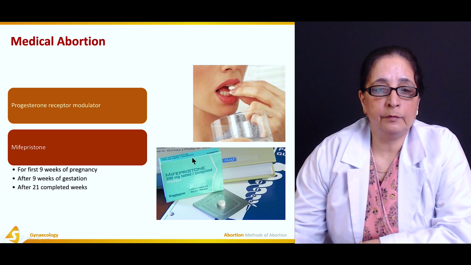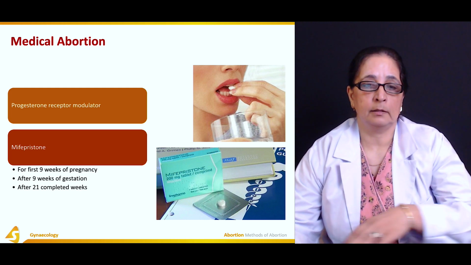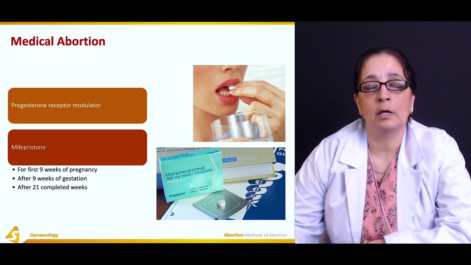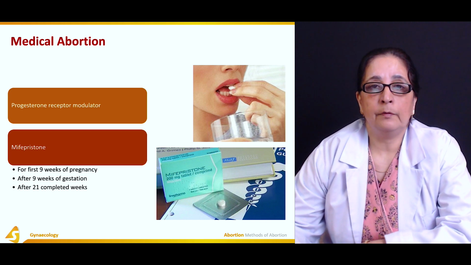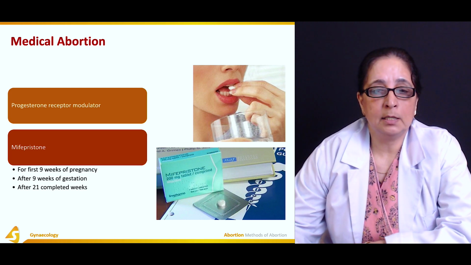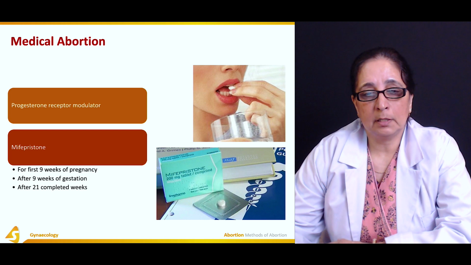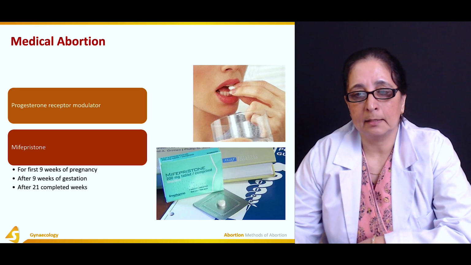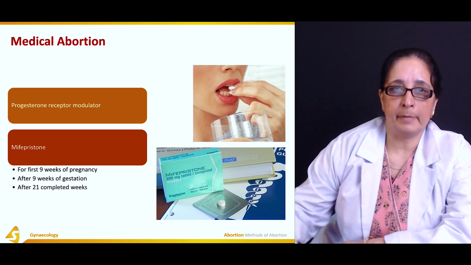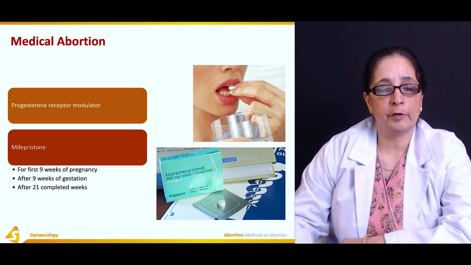This is usually for the first 9 weeks of pregnancy, and after 9 weeks of gestation, but before 21 weeks are completed. So this is the time mainly for the use of medical abortion. So first 9 weeks or any time before 21 weeks completed, because after 21 weeks usually this method is not a very safe method. So mifepristone is used for medical abortion along with the other medicine known as misoprostol.